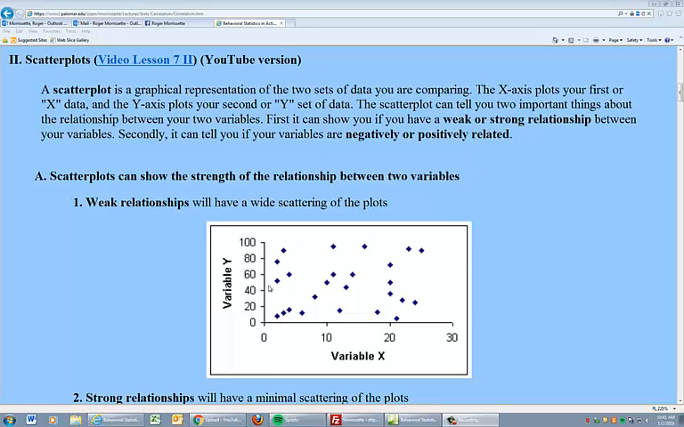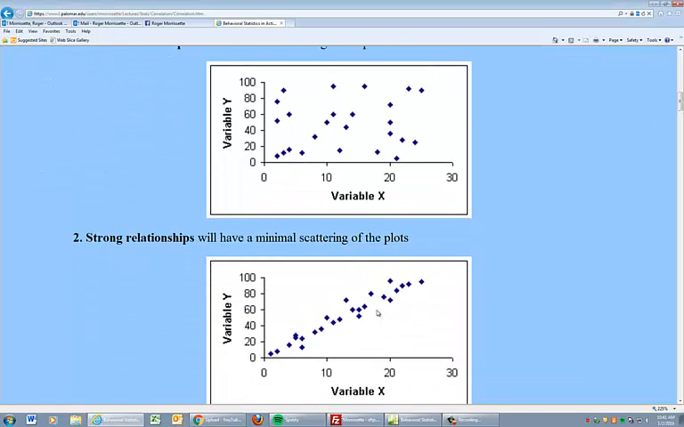It really doesn't matter which goes on which axes. And then you look to see if you can see a relationship between these. In this scattering, you really don't see much of a relationship, as opposed to something like this, where you do see a relationship. As this variable goes up, this variable goes up. This is called a positive correlation. As one variable goes up, the other variable goes up.